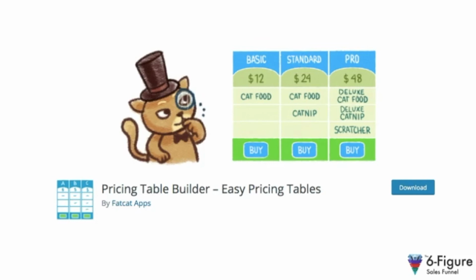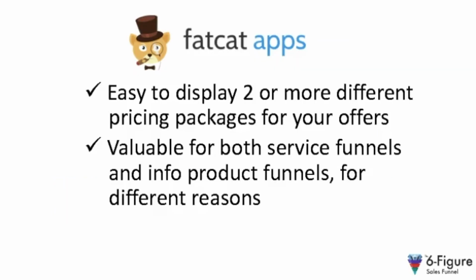Speaking of lead magnets and landing pages, this is also the perfect time to mention my other favorite tool to you, which is the Easy Pricing Tables plugin tool from Fat Cat Apps. The Easy Pricing Tables plugin makes it easy, no pun intended, to display 2 or more different pricing packages for your offers. This is incredibly valuable for both service funnels and info product funnels, but for different reasons.